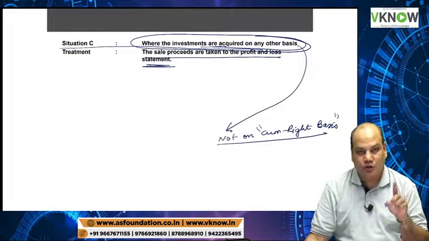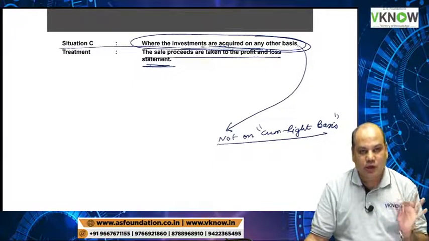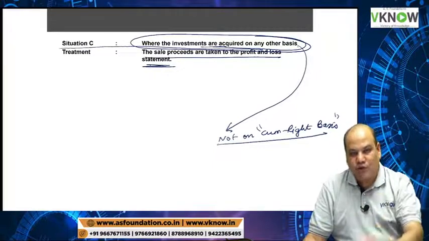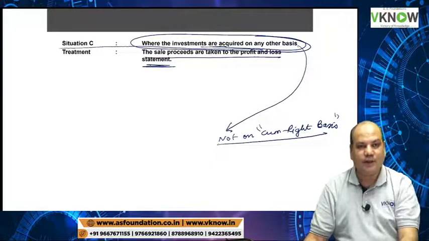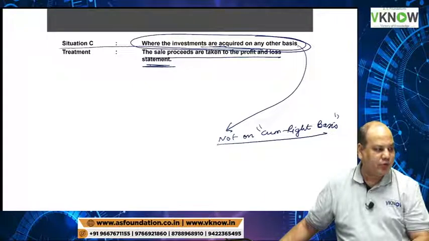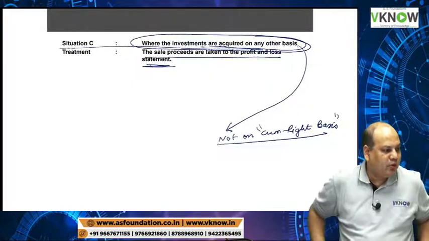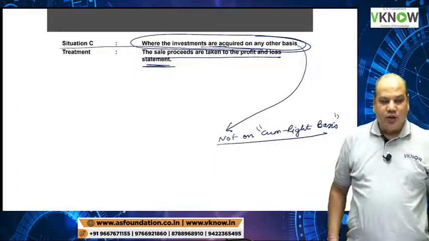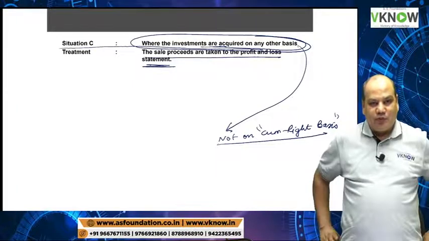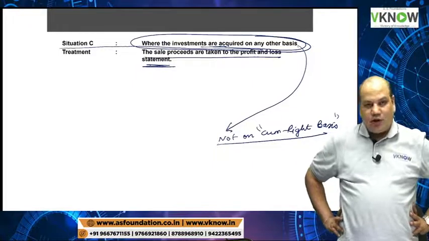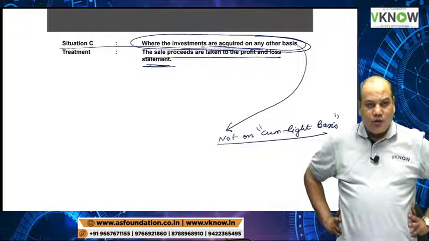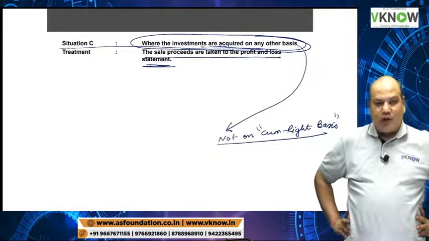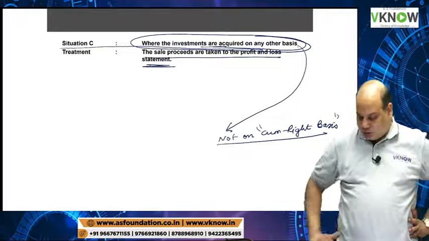Only in situation 1, sale proceeds will be taken to investment account, to the extent there is a reduction in the cost or the price of the share. But in other cases, you are going to credit the sale proceeds of right to profit and loss account.